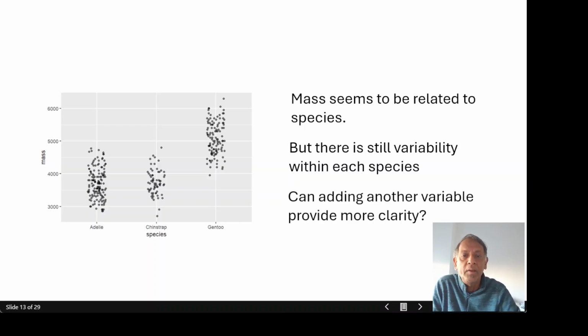Okay, now maybe if we add another variable, we may get some more clarity, right? Meaning we are trying to see, okay, for penguins of a given species, there is variability in the mass. So even within a species, can we bring some other variable into play that gives us better visibility into what can explain this variability, right? But we have only two axes, the y-axis and the x-axis. How can we bring another variable into the picture? Well, actually, we can.